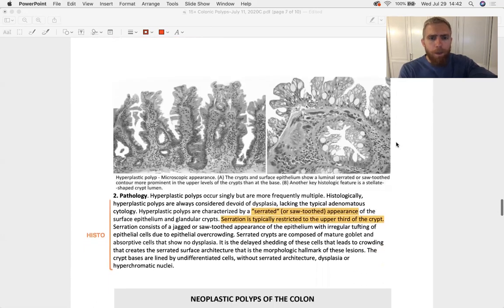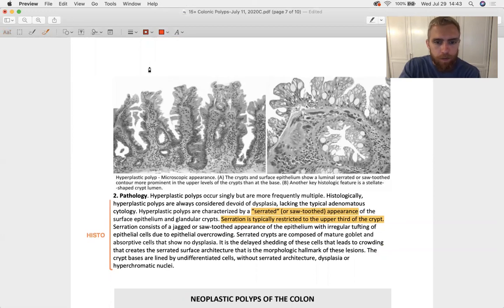Now, hyperplastic polyps are serrated. Serrated, well, that means sawtoothed. We've seen this word before in your serratus anterior, which is like your boxer's muscle. If you've got a distinguished one, then it really does have this angular sawtooth appearance. And that's the sort of sawtoothiness we're seeing in the surface epithelium of a hyperplastic polyp.